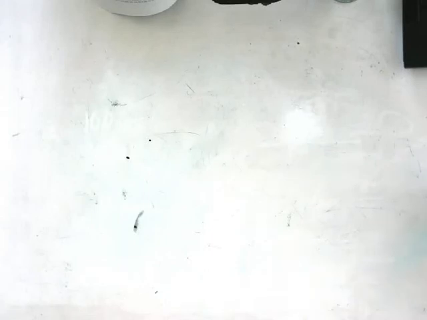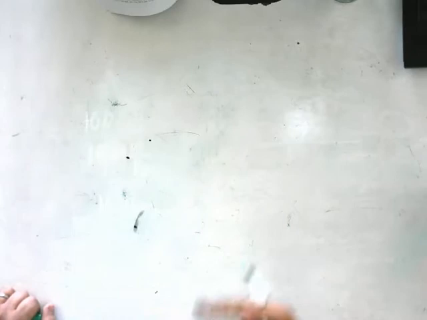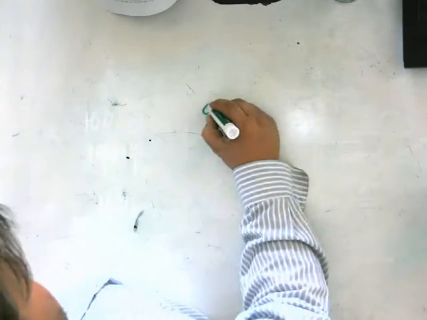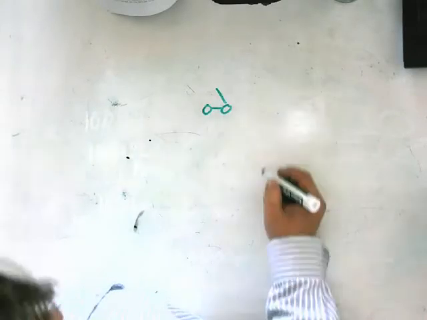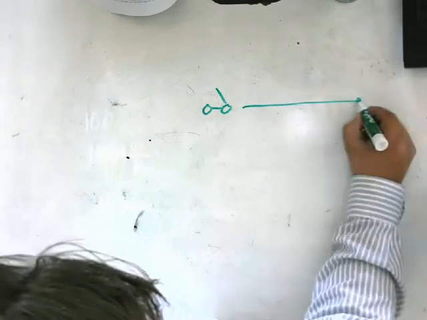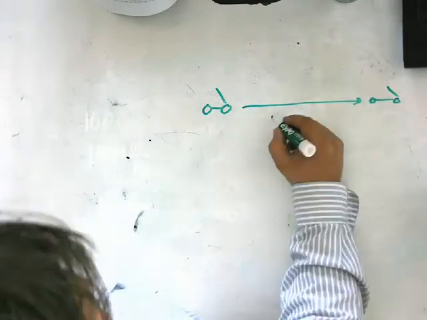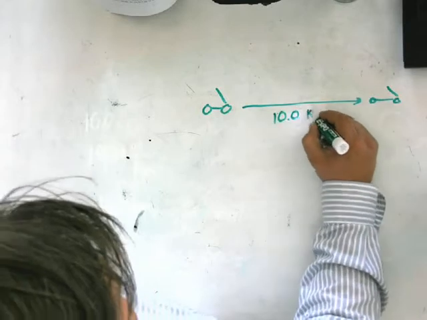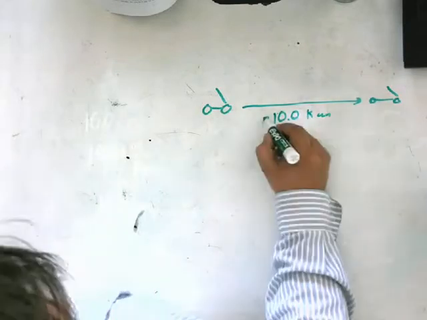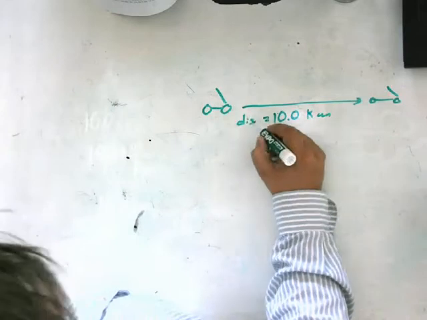So in this problem, I have a cyclist that's traveling a total of 10 kilometers in 11 minutes 40 seconds. And I want to be able to calculate the average velocity of this cyclist. So I'm going to draw my picture. I've got my little cyclist here. It's going to travel a distance of 10 kilometers. And it's going to do that in, well, let's be careful, not distance, displacement.